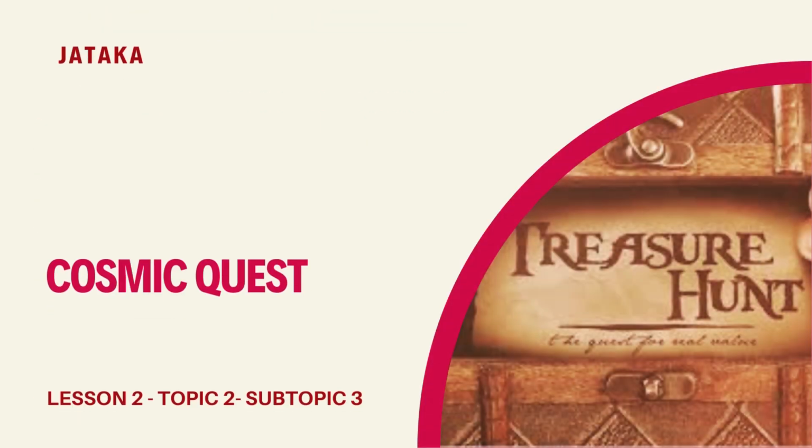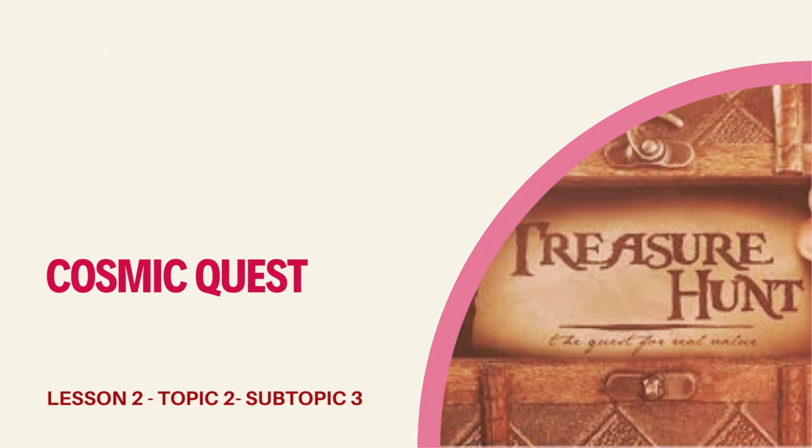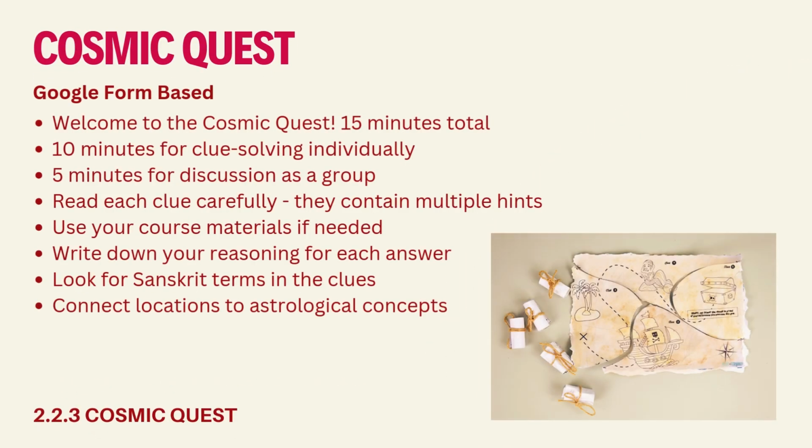Next is a third exercise called the cosmic quest. This is also Google form based, and the total time is 15 minutes, but you need to spend 10 minutes in submitting that form. There are 5 clues, and you need to read each clue carefully. Totally you get 10 minutes, and then 5 minutes we'll keep for some discussion.